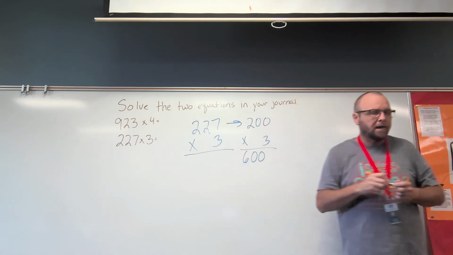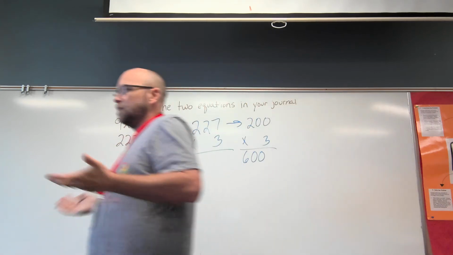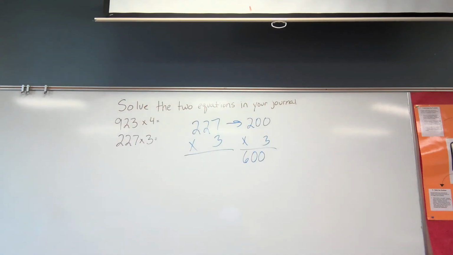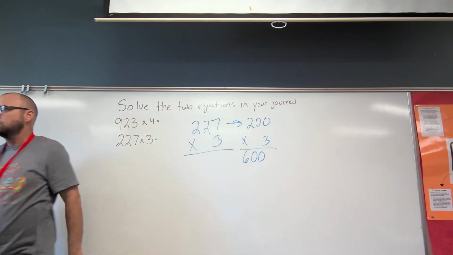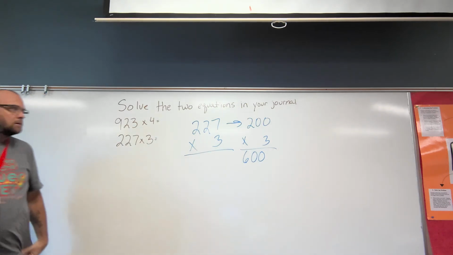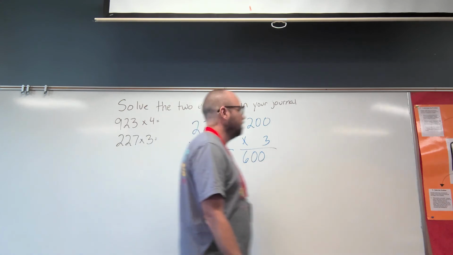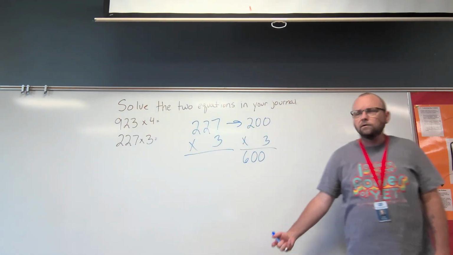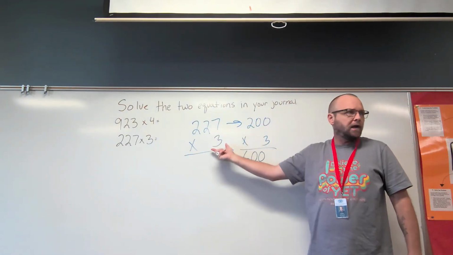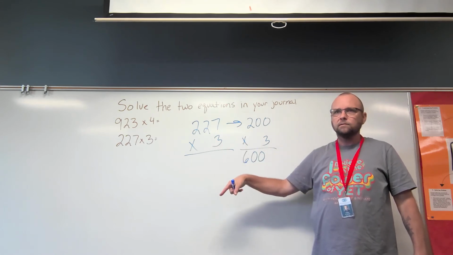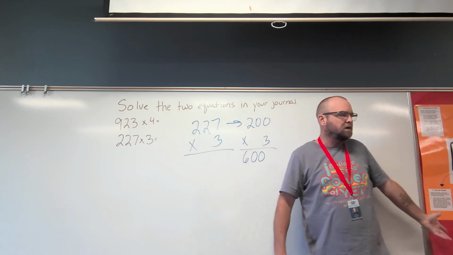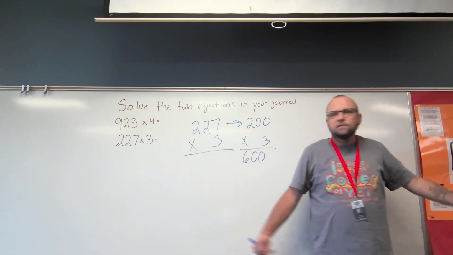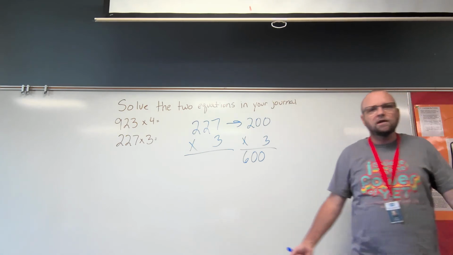So you can look at your paper right now. If you didn't get an answer around 600, more than 600, obviously, it's going to be more than 600. It's going to be 27 times 3 more than 600. Is it going to be more than 700? No, because 27 times 3 is going to be less than 100. I know that in my head because I know quarters. 3 quarters is worth how much? 75 cents. 3 quarters is worth 75 cents.